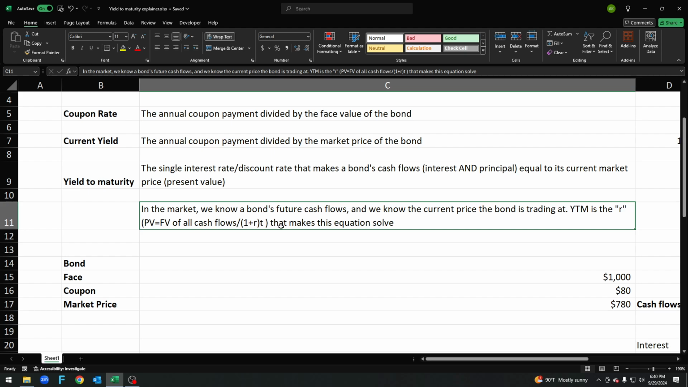So the way this works in practice is that in the marketplace, whenever we buy a bond, we know its future cash flows. We know it's going to pay $80 a year, and we know it's going to return $1,000 at maturity. We also know the current price that the bond is trading at, because we see a price on our screen. We have to figure out when we buy that bond, what is the R that we're buying? And that's the yield to maturity. So let me show you how all this works with an example.